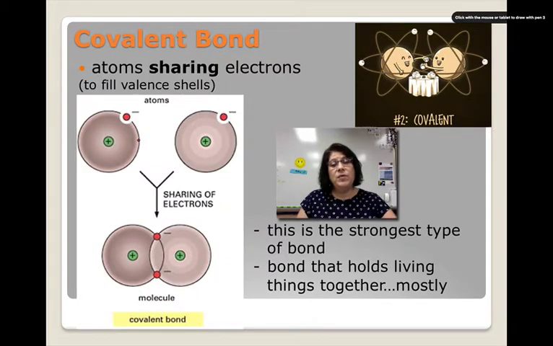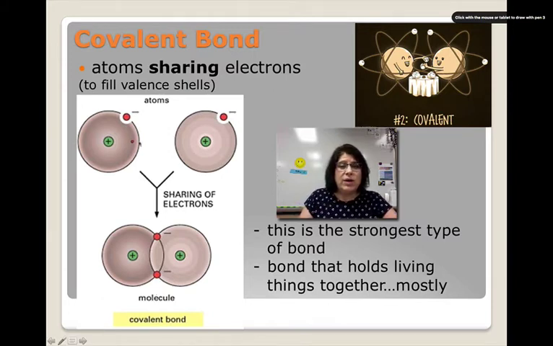So we're going to start with covalent bonds. Covalent are the strongest types of bonds. They are the bonds that hold most of your biological molecules in your body together. You have the other bonds as well, but this is the one that's mostly responsible for holding you together into a living being. In covalent bonds, atoms are sharing electrons.